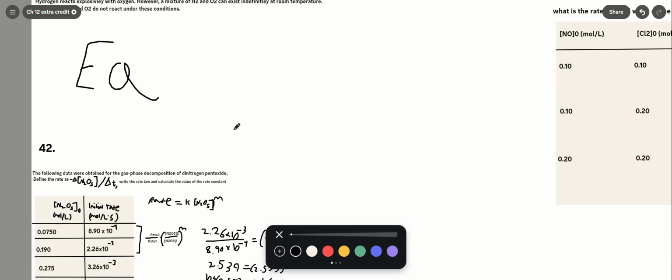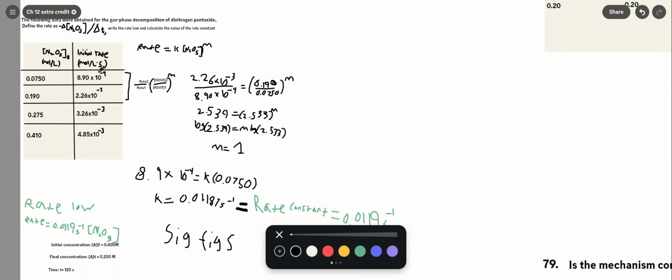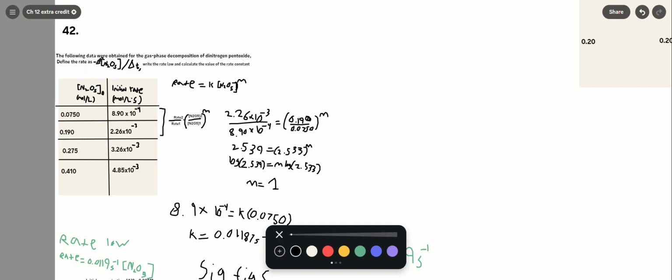But then, question 42: the following data were obtained for the gas phase decomposition of dinitrogen pentoxide. Define the rate as negative delta N2O5, the concentration of N2O5 over delta T. Write the rate law and calculate the value of the rate constant.